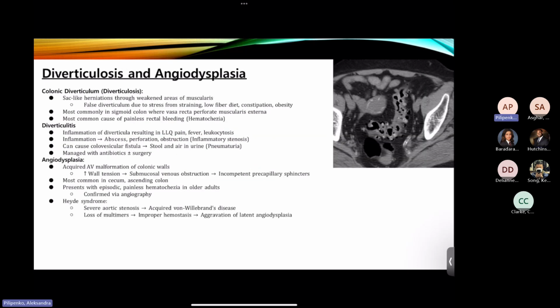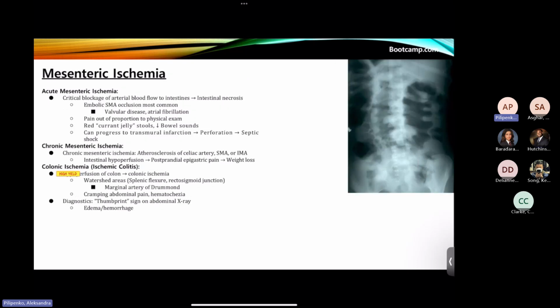Diverticulosis and angiodysplasia are small topics that you need to know. Mesenteric ischemia. Again, it's an emergency, so they will probably show you radiology slides.